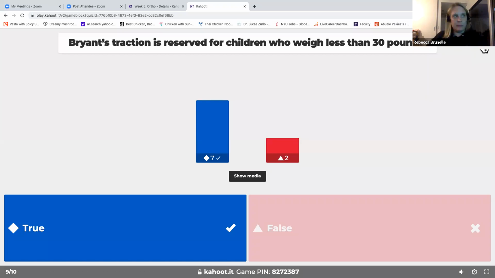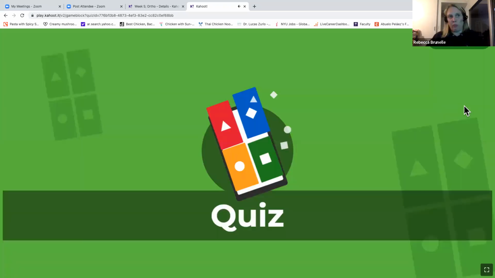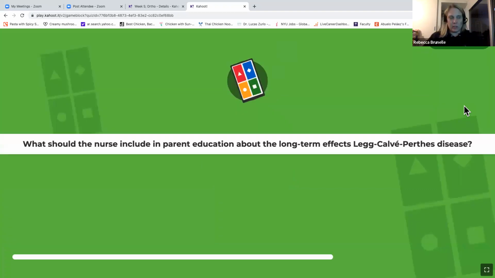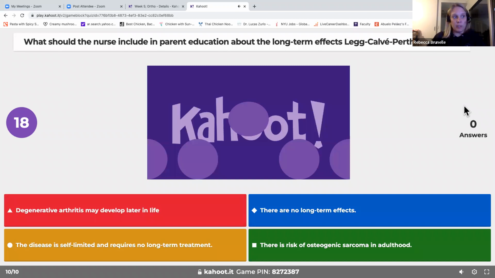Okay, last one. What should the nurse include in parent education about the long-term effects of Legg-Calvé-Perthes disease? Degenerative arthritis may develop later in life. The disease is self-limited and requires no long-term management. There are no long-term effects, or there's a risk of osteogenic sarcoma in adulthood.